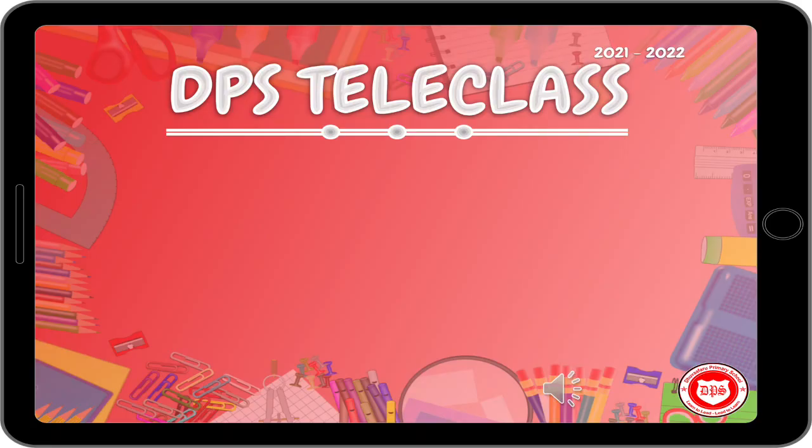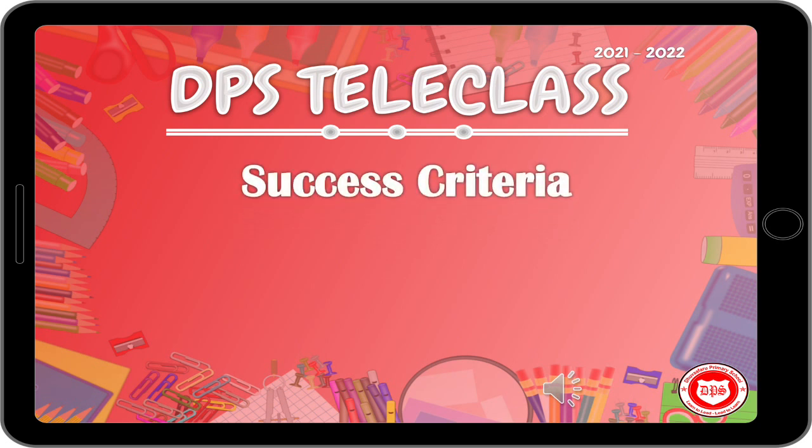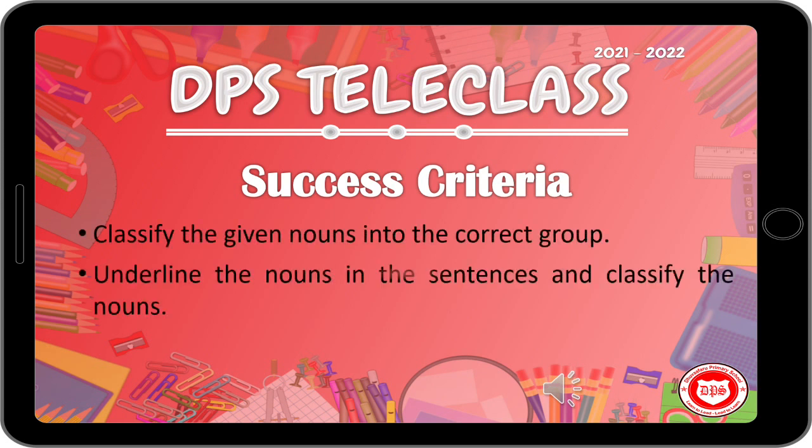Students, let's recall today's success criteria once again before ending today's lesson and see whether we have achieved it or not. Today our success criteria is classify the given nouns into the correct group and underline the nouns in the sentences and classify the noun. I hope you all have achieved today's success criteria.